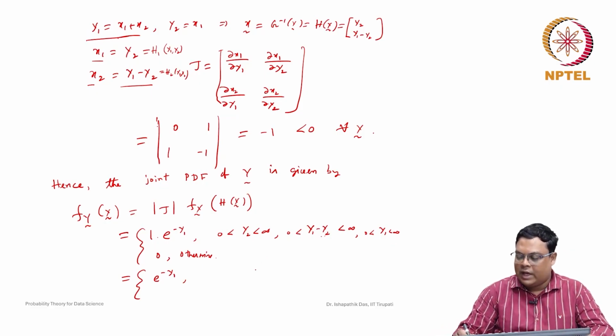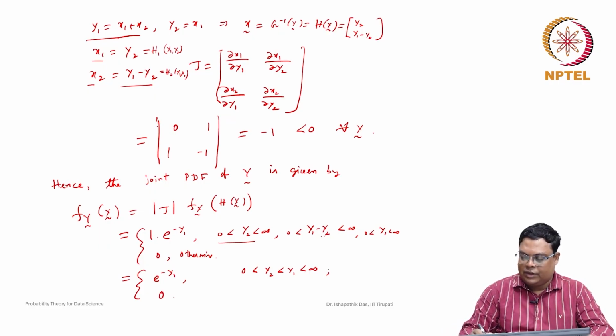So from here we can combine these three inequalities. You can see that this is 0 less than y2, less than y1, less than infinity. Because if you add y2 to both sides, y1 has to be greater than y2, and y2 is already greater than 0, and y1 is less than infinity. That's why we can write this combined, and otherwise this value will be 0.